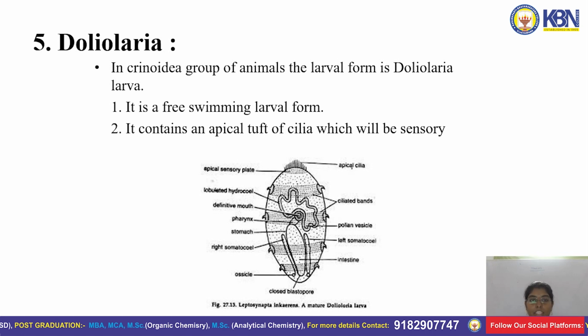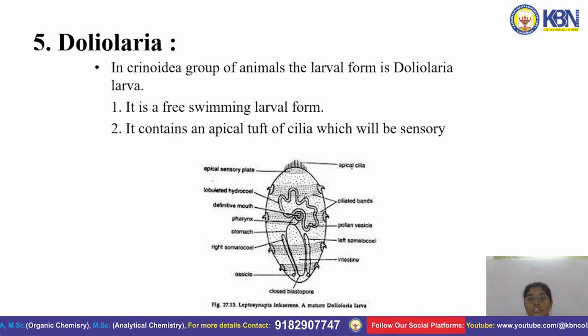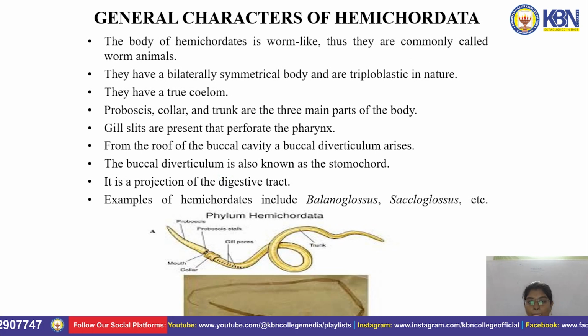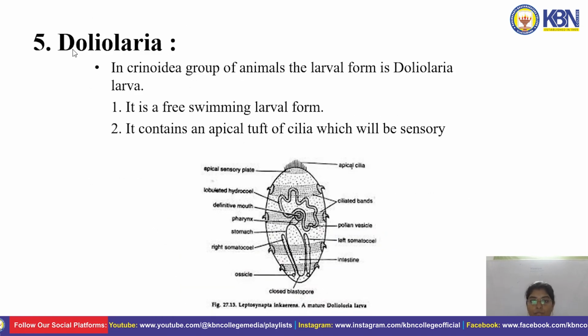Next, Doliolaria. In Crinoidea groups of animals, the larval form is Doliolaria larva. It is a free swimming larval form. It contains an apical tuft of cilia which is sensory. Here at the top of the larval body we can observe the apical tuft of cilia, which is sensory in function. This is the diagrammatic representation of Doliolaria.